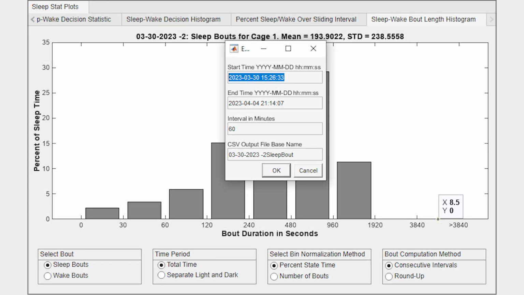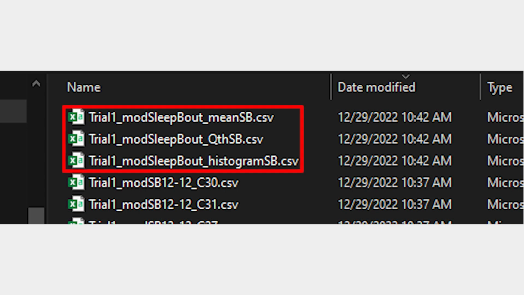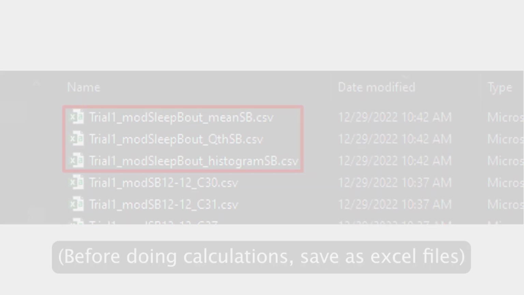After clicking on the Export button, a window will pop up, allowing the user to change the time range, the base file name of the CSV output, and the size of the intervals for the stats to be calculated on. The generated CSV files are distinguished by strings appended to the base CSV file name. The other exports work in a similar manner and are described in the manual.